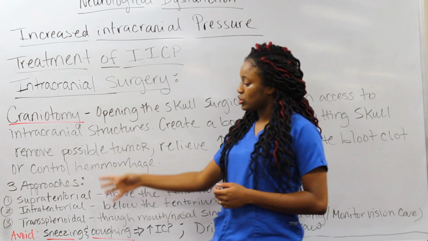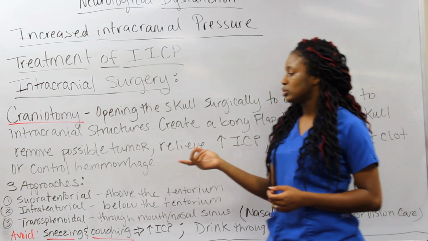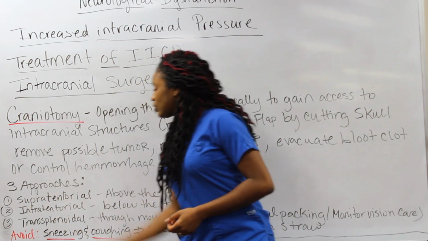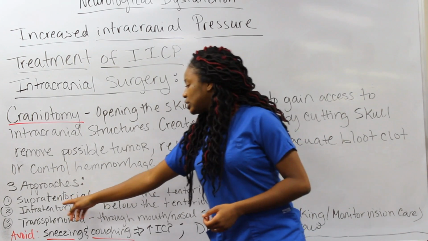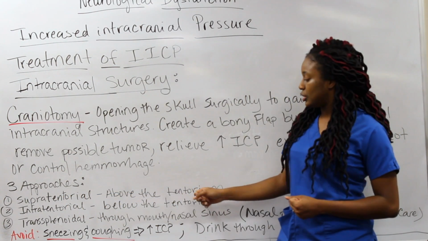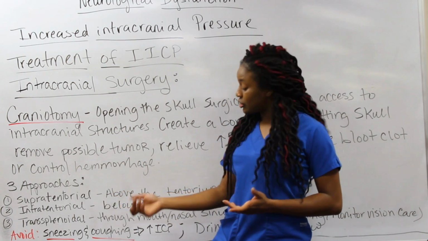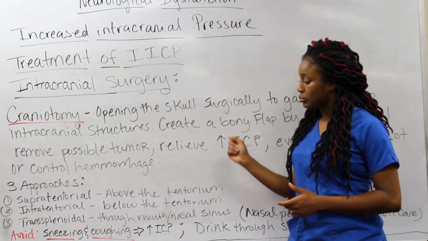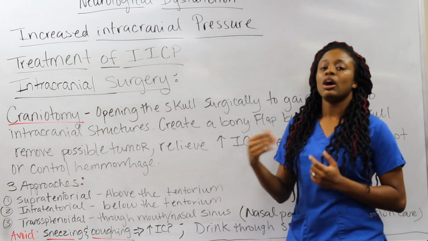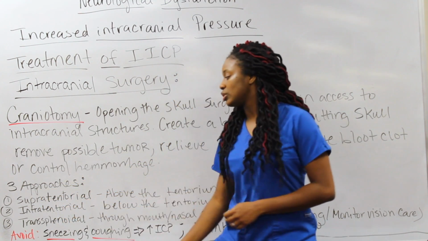There are 3 different approaches that you can do. They have the supratentorial approach of the craniotomy. Supra means above, and the tentorium is placed within the skull, so put together, it means above the tentorium. So that's the approach where they're cutting away above the tentorium. The next one is infratentorial.